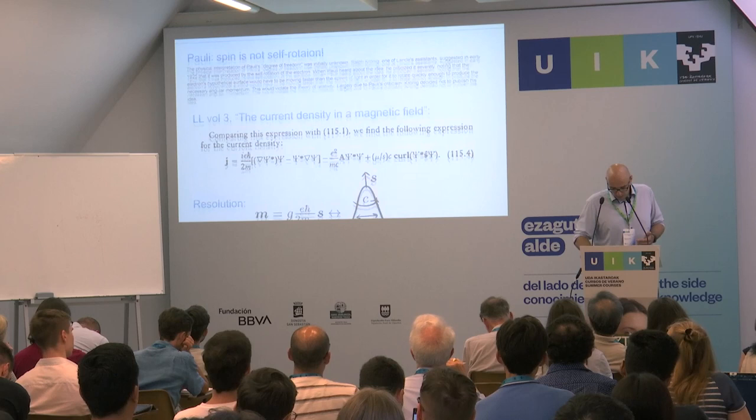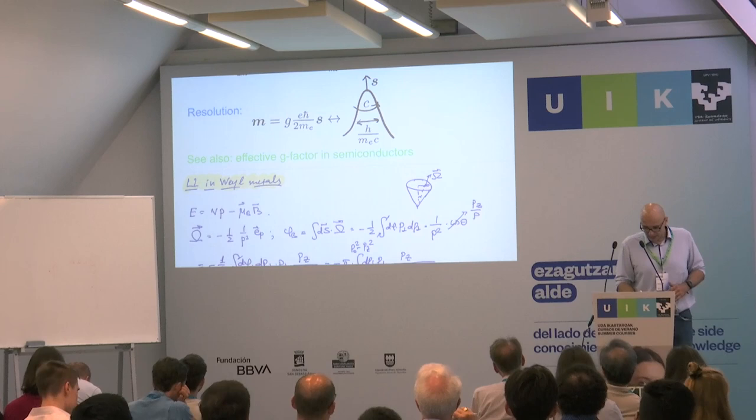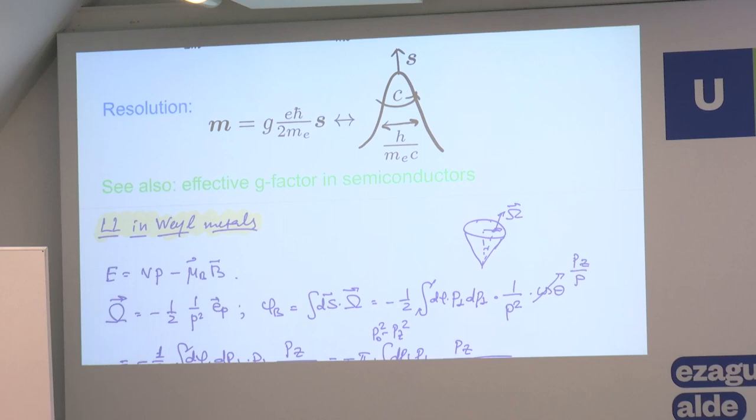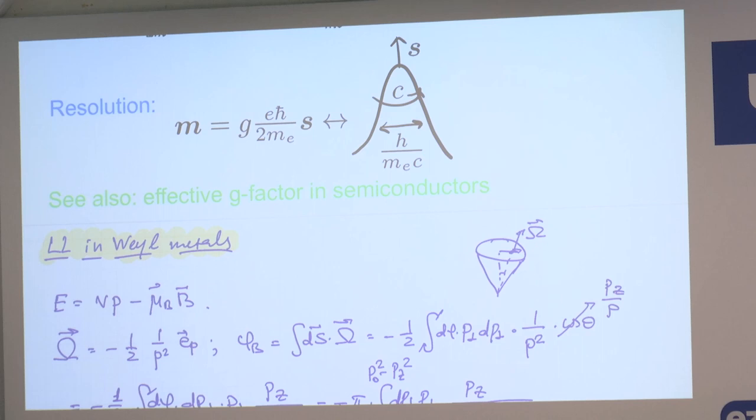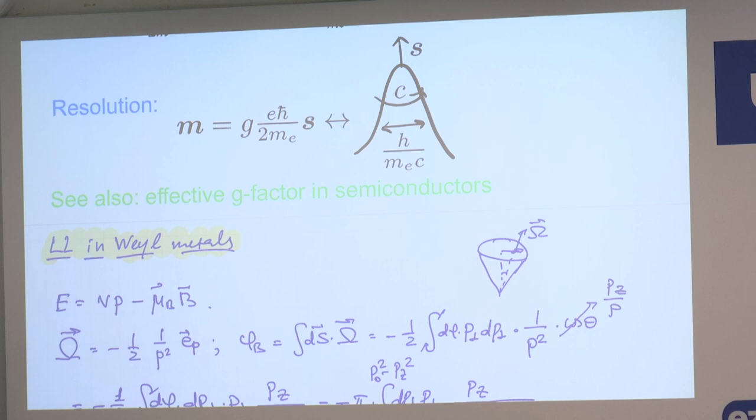So the conclusion of this long discussion is that the actual energy of a particle in a magnetic field is really the band energy minus this effective Zeeman energy, which comes from the orbital magnetic moment of the electron. So let's try and take that into account and see what will come out.